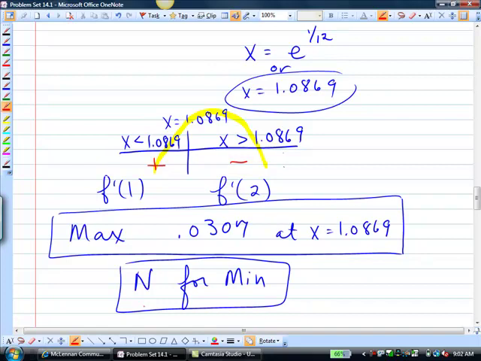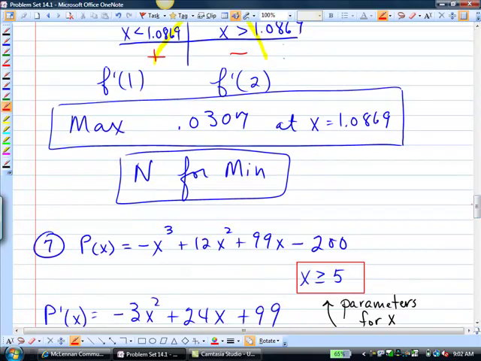Okay, number 7. Number 7 is talking about profit, total profit in thousands of dollars from the sale of x hundred thousand pillows. So every time you see an x, that's actually in 100,000. We need to remember that. And then it gives you a function. What is the x greater than or equal to 5? What's that for? It's just saying we can't have less than 5. So we have to remember that.